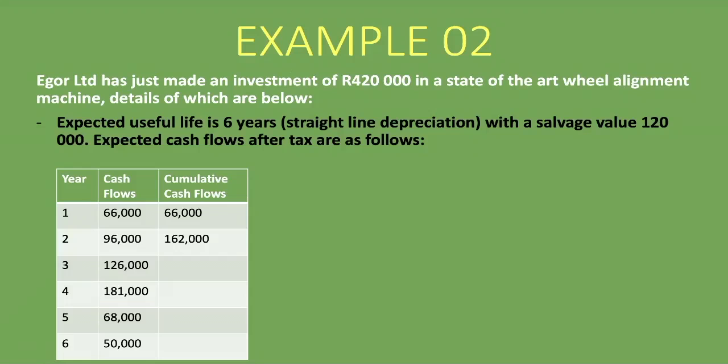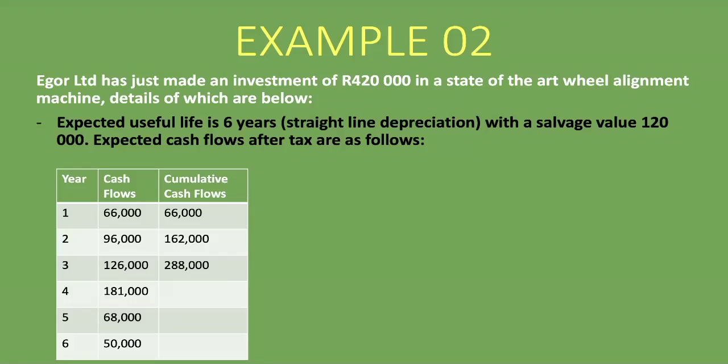Remember, our initial investment is the 420,000 rand. So we want to see when exactly we get to that mark or we surpass that mark. Okay, and then at the end of year 3, well, we get 126,000 rand. So by the end of year 3, we will have recovered the 162,000 plus the 126,000 rand, and it will give us an amount of 288,000 rand. Have we recovered our initial investment yet?